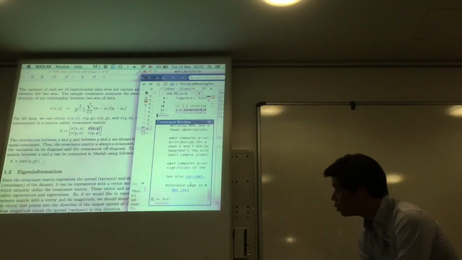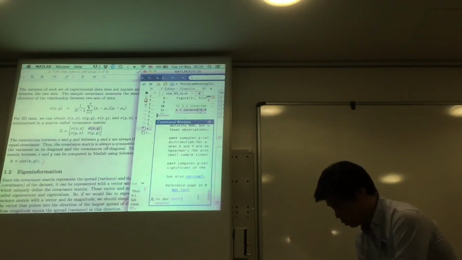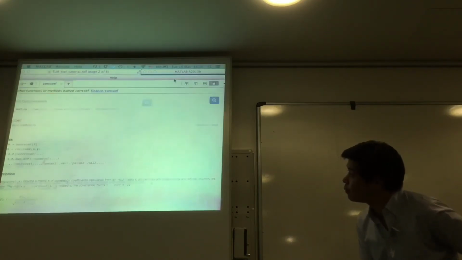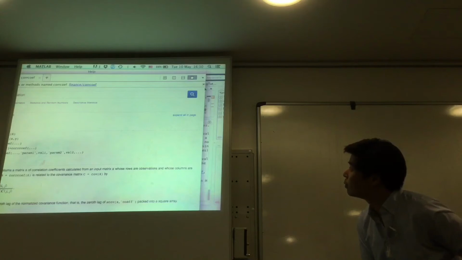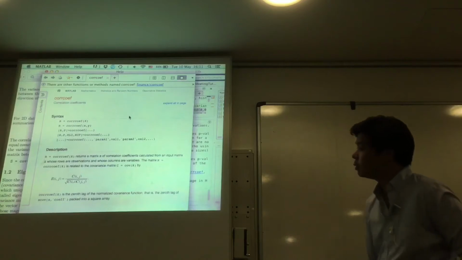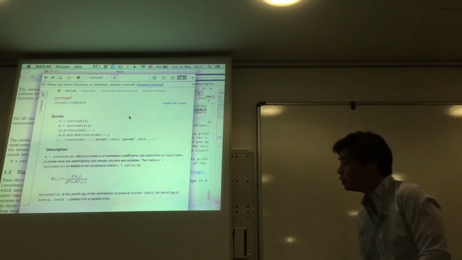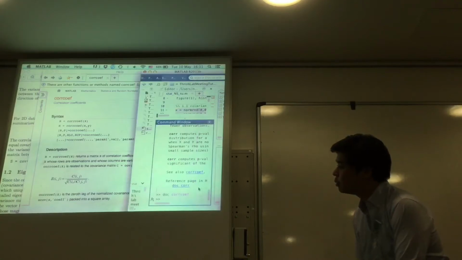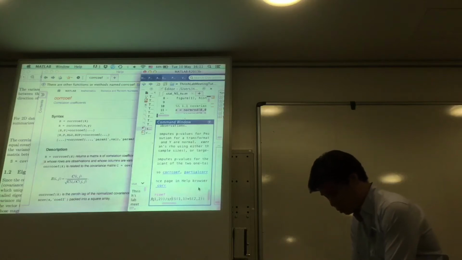I'll just type correlation coefficient, CORR, COEF, or doc correlation. Yeah, CIJ divided by the square root of CII times CJJ. So if your covariance is high, the correlation coefficient is high.